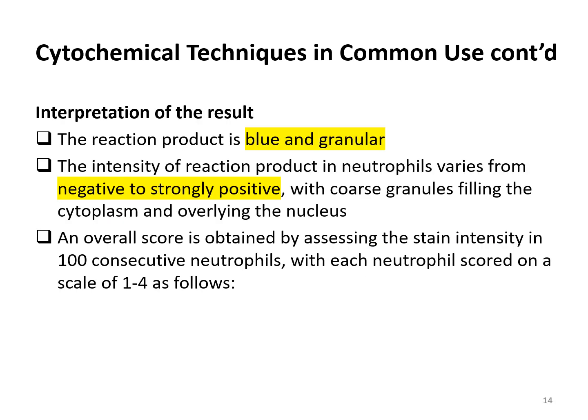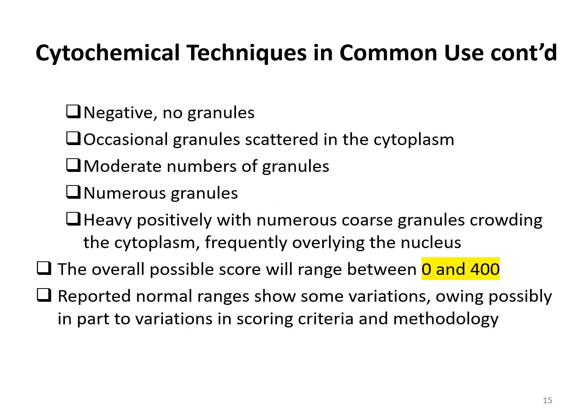Interpretation of results. The color of the granules in the cytoplasm of the cells would be blue. Neutrophils can have a variable result, negative to strongly positive, with coarse granules. So we can also do scoring. There is a scoring used for the identification of these neutrophils.